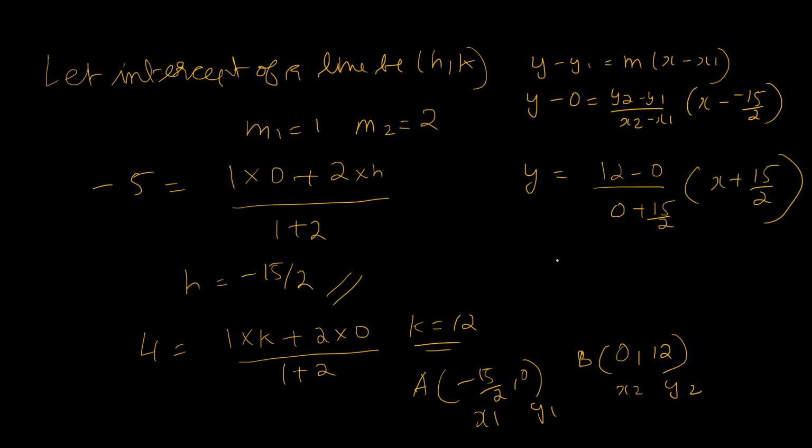After doing the necessary substitutions, we will get the final equation as 8x minus 5y plus 60 equal to 0. This will be the final equation. Everyone will think this is a tough question, but it's actually very easy if you know the formula and concepts.